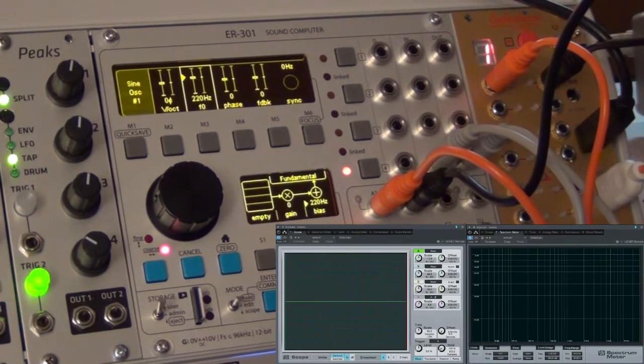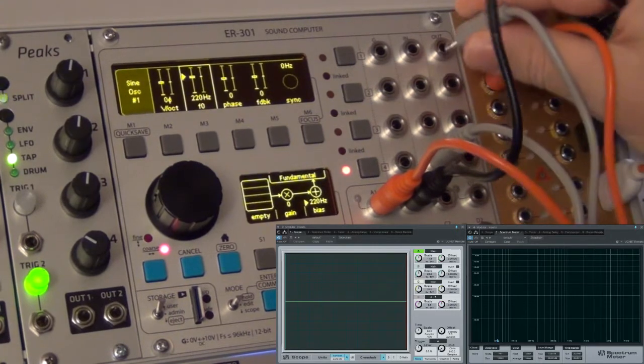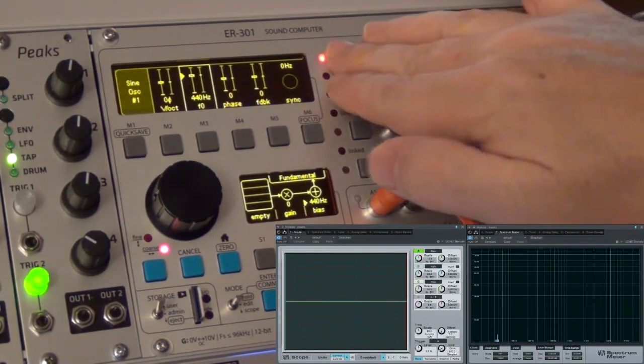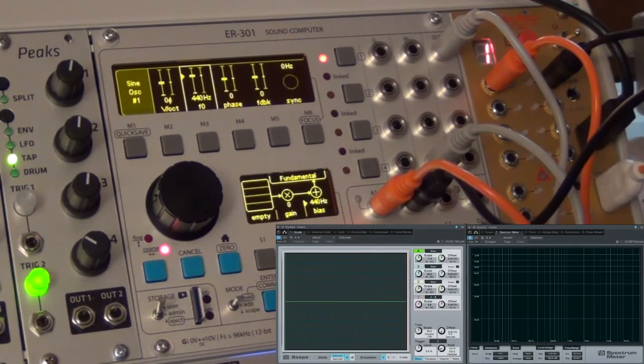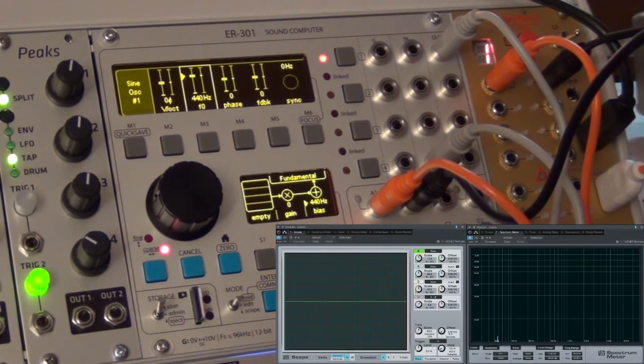All right, so that is ring mod. So what is the difference between ring mod and amplitude modulation? Good question, one I have to refresh my memory on pretty often. The difference is that with amplitude modulation, you don't lose that fundamental carrier signal. You get your original signal, and you also get those two sidebands.